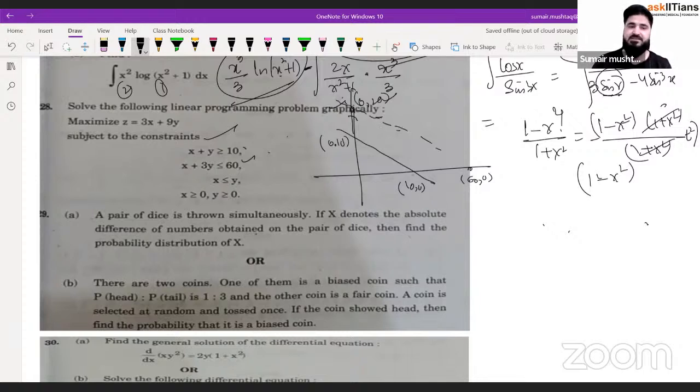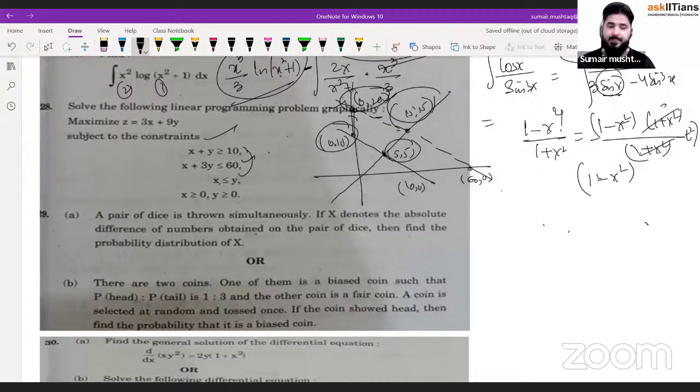The other line is passing like this. Now x equal to y. X is less than y. So this is the line x equal to y. Now it will have the corner points, and this point you can find, it will be 5 comma 5. And this point, by intersecting these two lines, will be 15 comma 15. Now you have 4 points, this point, this point, this point, and this point. You can find the maximum solution where you can get it. Just do it and complete the question.